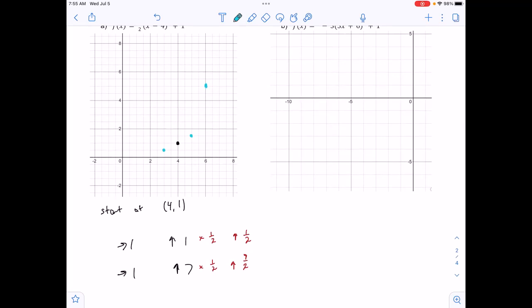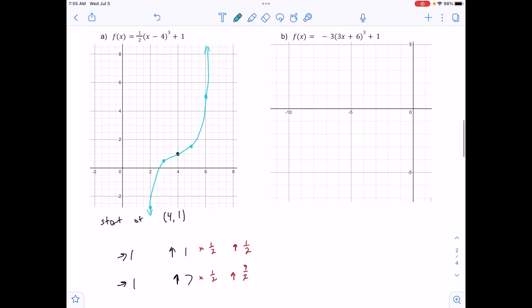1, 2, 3, 4, 5, 6, 7. Just on the edge of the grid there. And we can go ahead and sketch. I add arrows to the end of my function to indicate that it does go on forever. And we are good. We've sketched our cubic function using the starting point and using that step pattern.